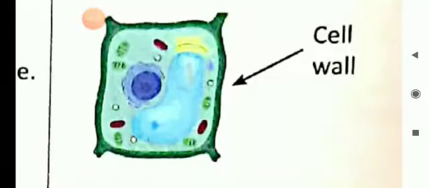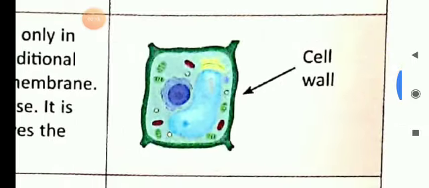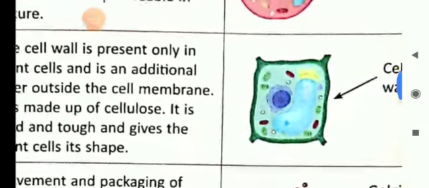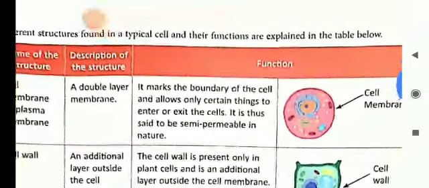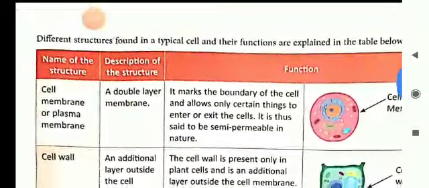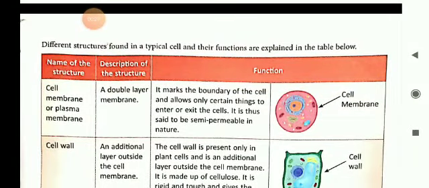All of you, we are in chapter 8, that is cell, and today we are going to read about the cell organelles or different parts of the cell which are present in the cell. One by one, I will explain you all the parts and their function. So the different structures present in the cell.